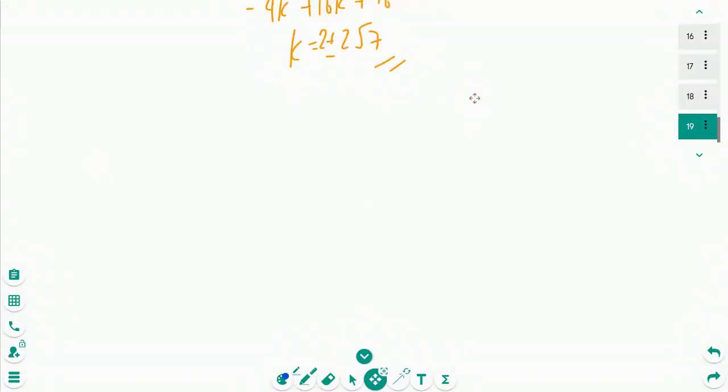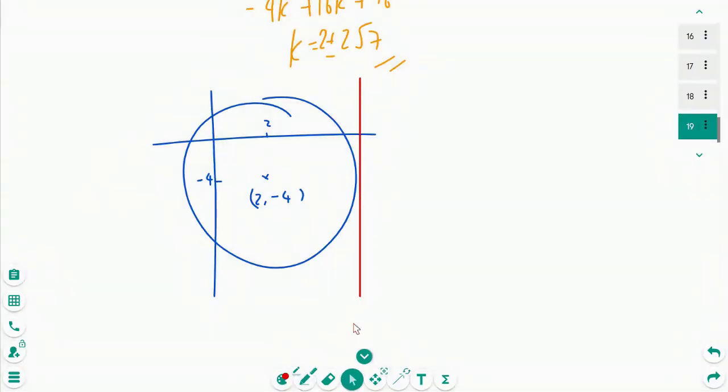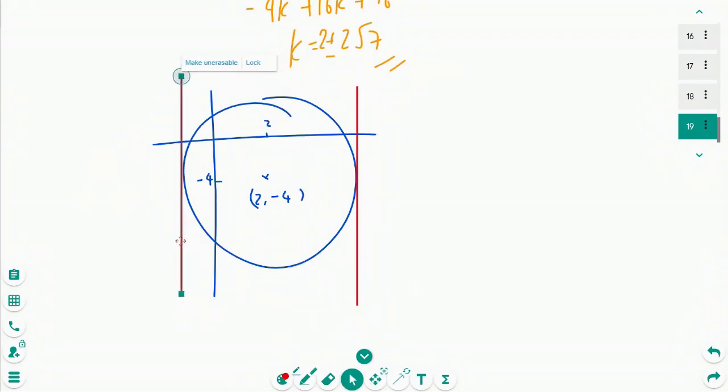If we draw the circle, the center is (2, -4), roughly here. This is 2, this is negative 4. Now X equals K means it must be a vertical line. So the line must be this, or this. It must be these two. And what do we know about these two? They must be perpendicular to the radius because they're tangent.